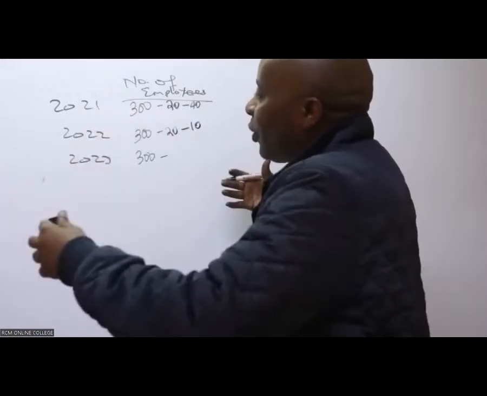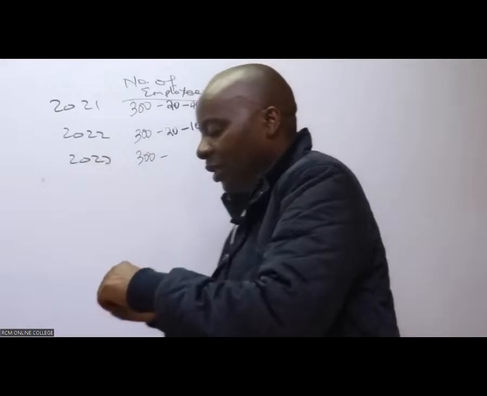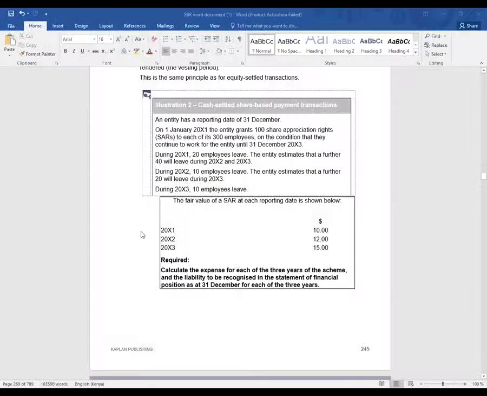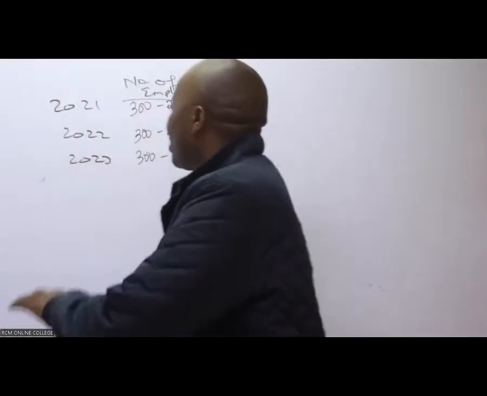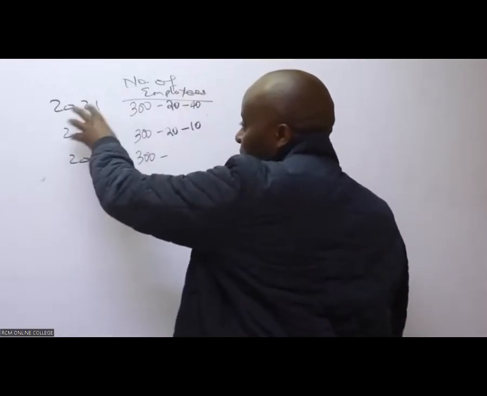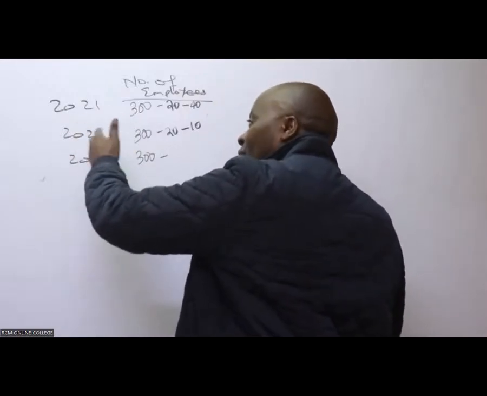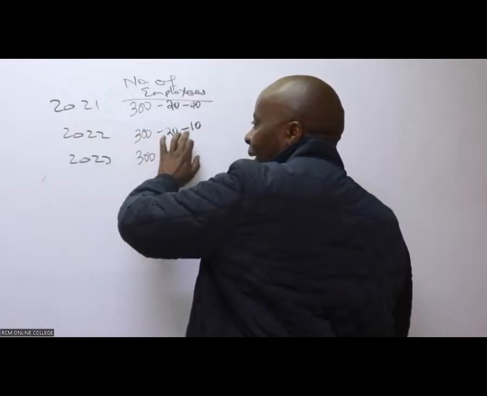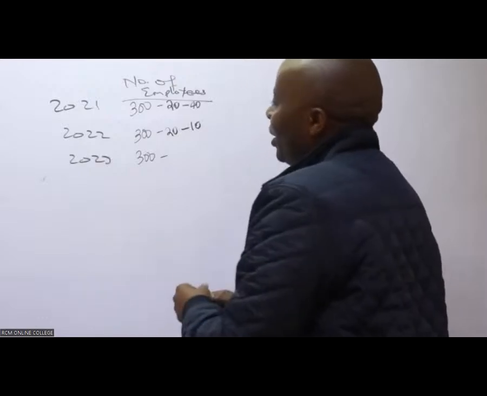Read this thing again. So it tells us here, during 2022, 10 employees leave. The entity estimates that a further 20 will leave during 2023. A further. So for me, I would want to be left in this particular year alone. I just want to know how many guys will be left here in 2022 from the 300. So 300 minus 20 minus 10 minus a further 20.